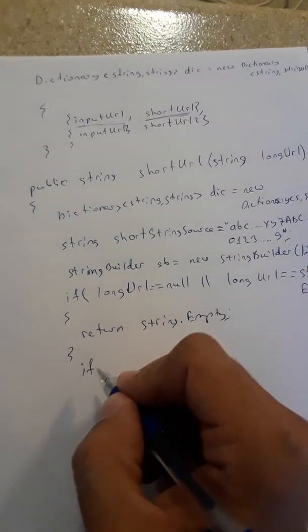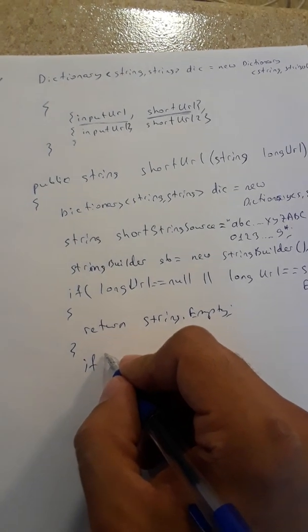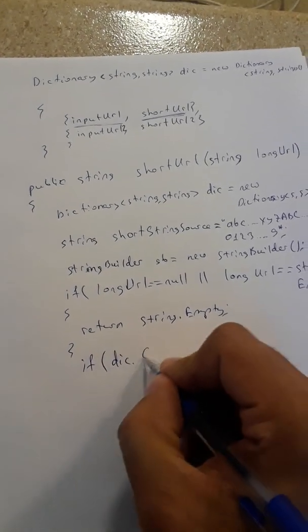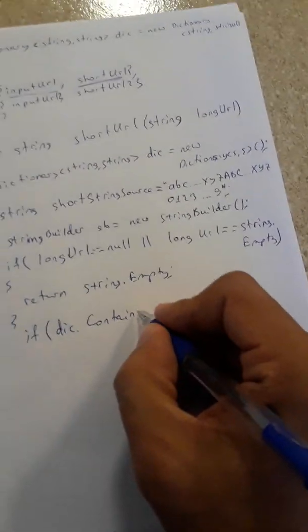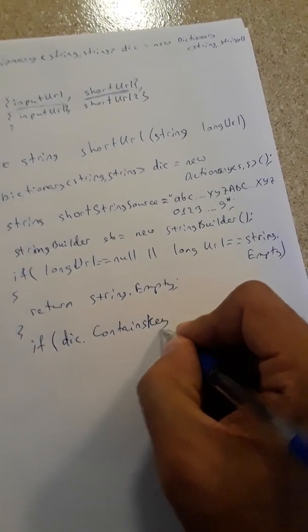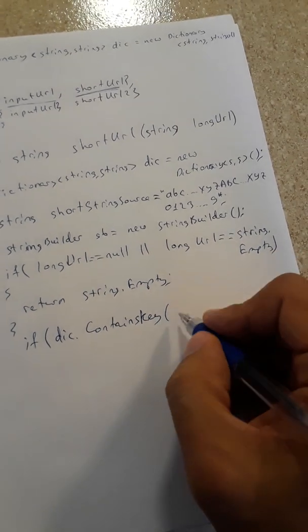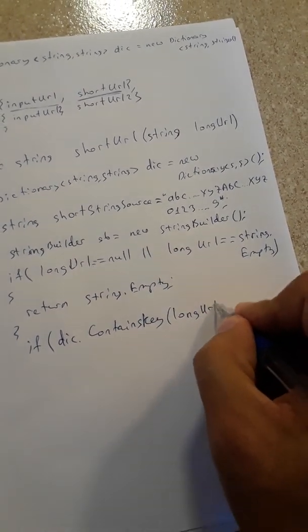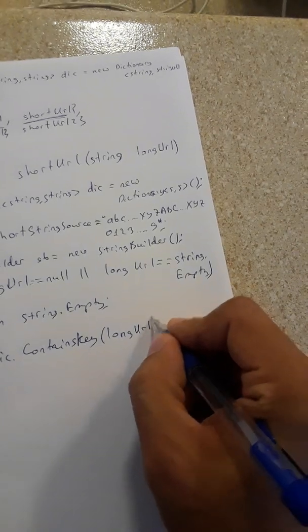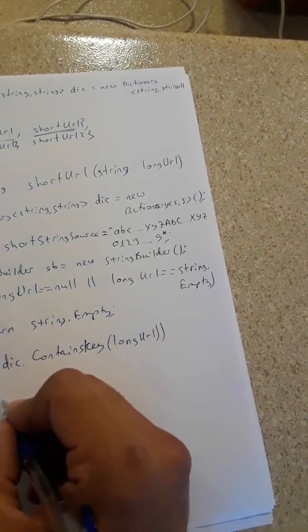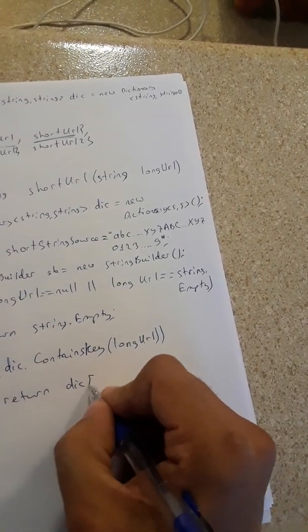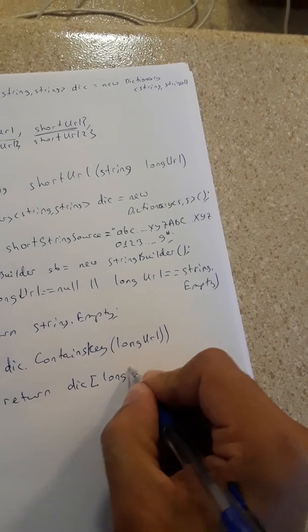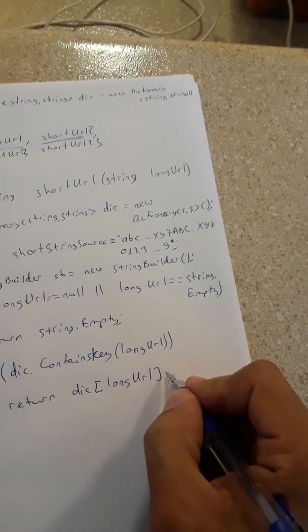After that I will check if we have such a URL in our dictionary. The URL argument will be checked as a key value. So if our dictionary contains the long URL, I will just return the dictionary with the long URL as the hashing value.